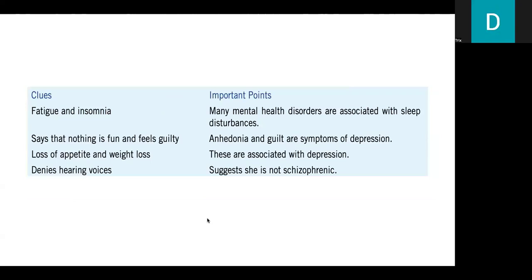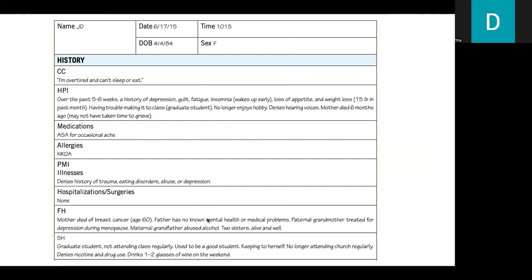We have clues of fatigue and insomnia, and an important point is that many mental health disorders are associated with sleep disturbances. We also have her saying that nothing is fun and that she feels guilty, and anhedonia and guilt are symptoms of depression. Loss of appetite and weight loss are also associated with depression. She denies hearing voices, which suggests she is not schizophrenic. Here we have her information and history.